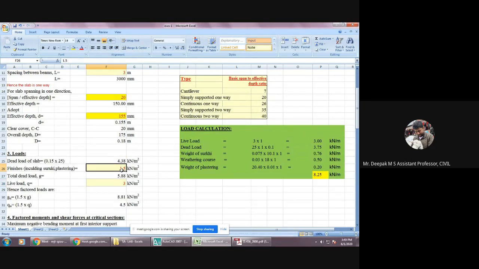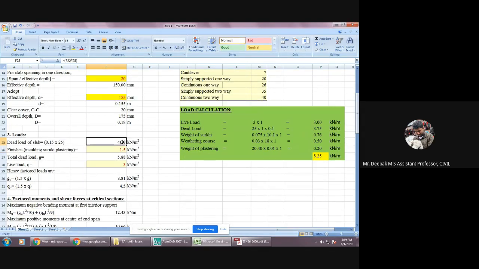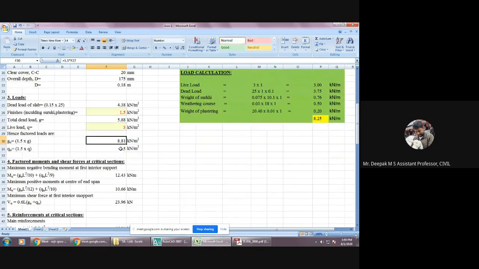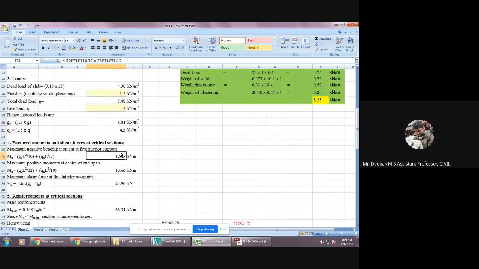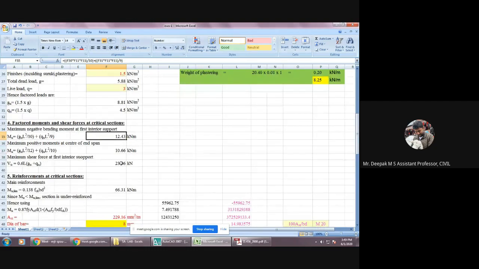You can see here, right? The finishes I am assuming it to be 1.5 only. So the dead load of the slab is increased, the live load of the slab is increased, the moment is increased, the factored moments are increased. Now the factored moment should be within the limit. My Mu limit value is 66.31, and when I am going to check with the end span and center span moments.